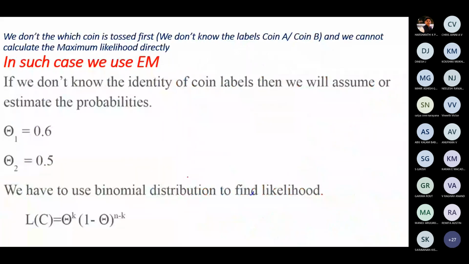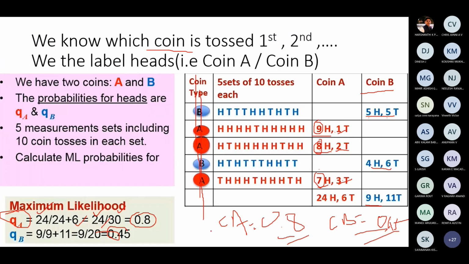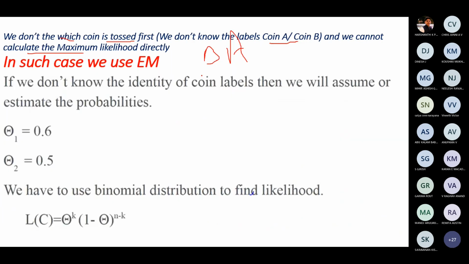Now we don't know which coin is tossed, whether the B coin or the A coin. We don't know the label of the coin, A or B, so we cannot calculate the maximum likelihood. Earlier we were able to calculate the maximum likelihood, but here we don't know the label.